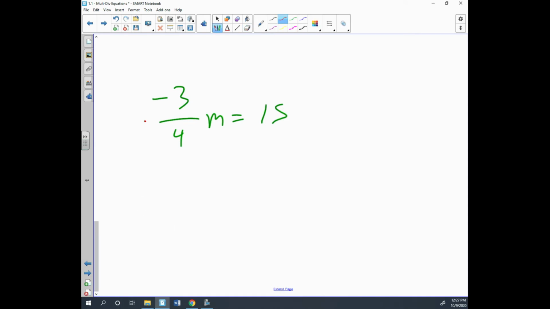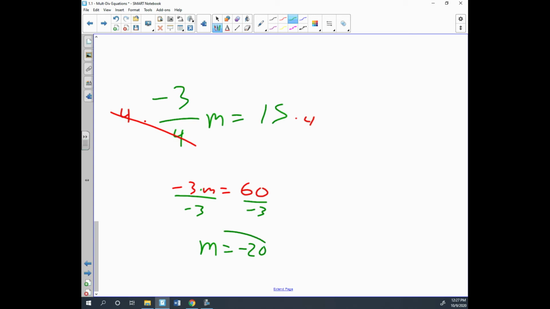I could times this by 4 to both sides, and it cancels there, and now I'm at negative 3m equals, I believe that's 60. And then I have a times here, so I'm going to inverse it. I'm going to divide it, right? That is a correct way to solve it, and that will correctly give me negative 20, which is the right answer, okay? But that was 2 steps. I'm wondering, is there a way that I can cut out this middle step? And the answer is yes.